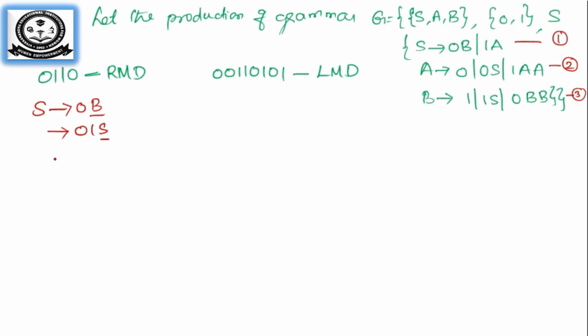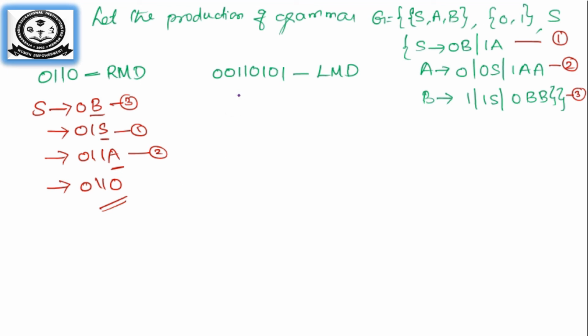Again I can substitute 1S, so you can have 0 1 1S. Then finally instead of S I can substitute 1A. That's wrongly written. Then instead of A I can substitute 0, so it is 0 1 1 0. So this one is based on rule number 3, and this is based on rule number 1, and this is based on rule number 2. So your string is accepted.